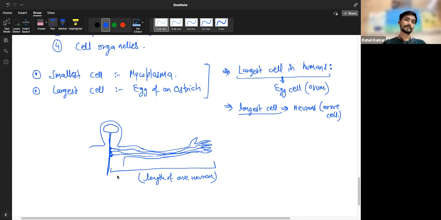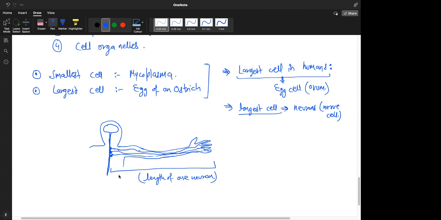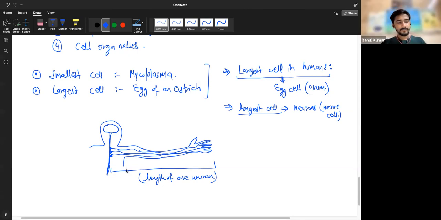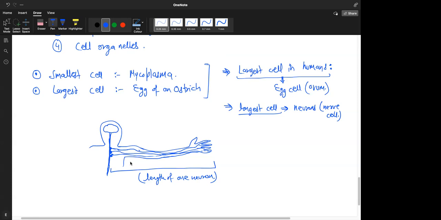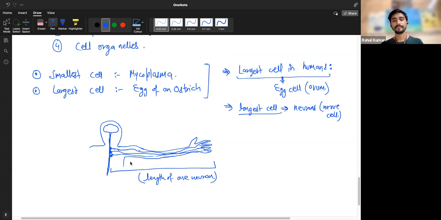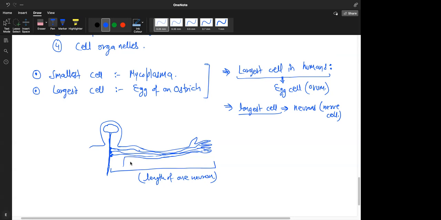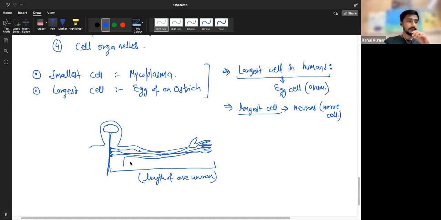Interesting or not? You can see it near our fingers and toes, near our wrist. No, what you can see is a blood vessel. I'm talking about nerves here. Blood vessels are different from nerve cells. These are very thin bundles which help us to feel everything. We can feel through nerve cells. Is it clear? Okay, perfect.